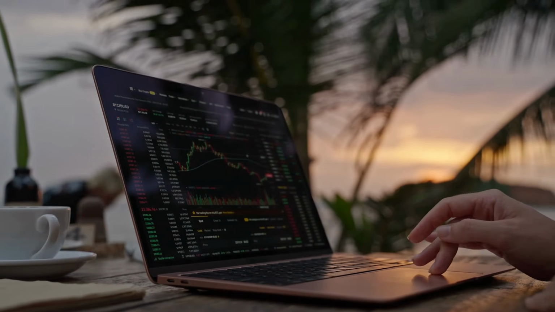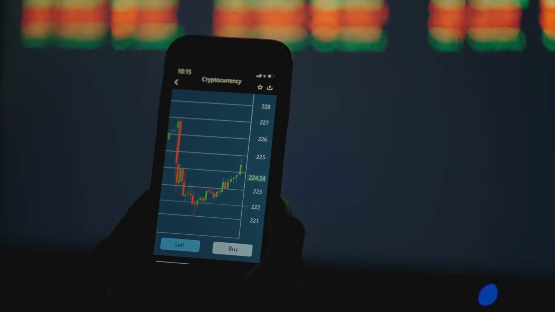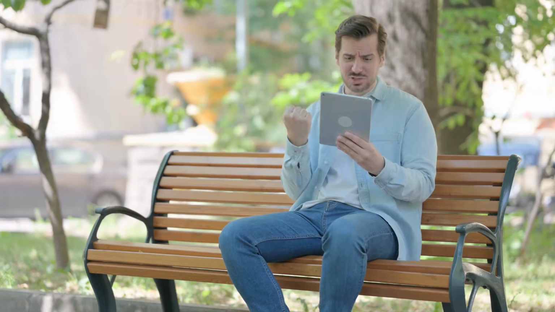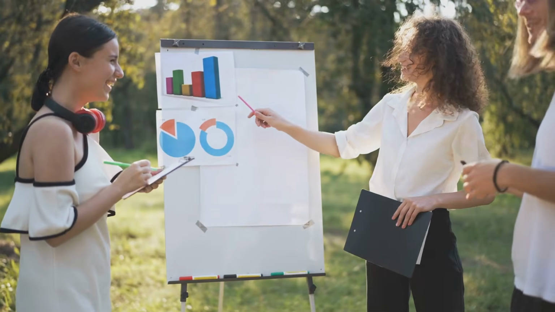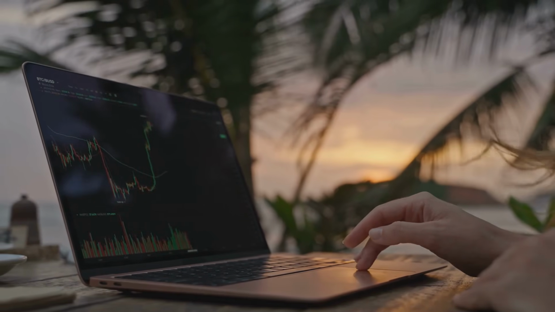Cryptocurrency charts can seem complex at first glance. They are visual representations of price movements over time. Learning to read them is like learning a new language. This language communicates valuable information to those who understand it. Understanding these market stories is crucial for anyone involved in crypto.